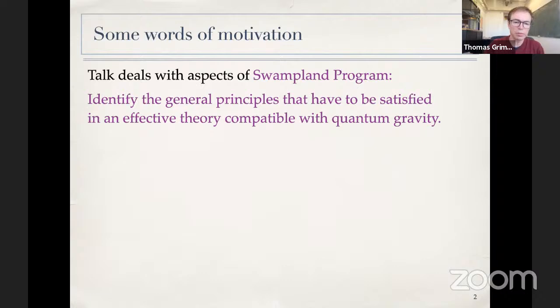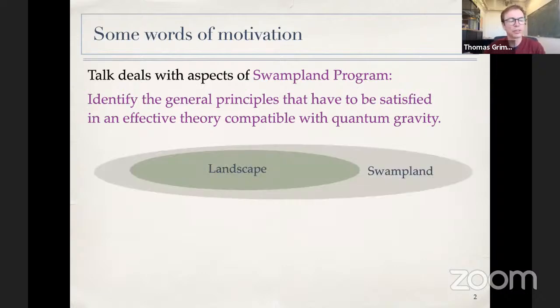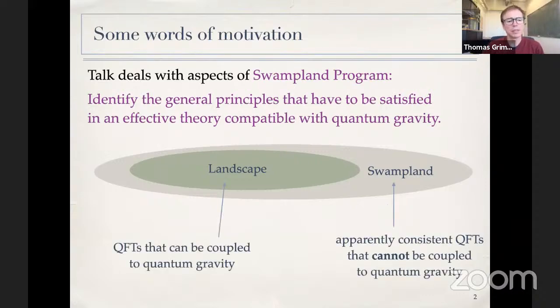And so what is this broader perspective in the cartoon? The cartoon essentially looks like this. There are some quantum field theories which we believe can be coupled to quantum gravity, or if you want, to string theory. And then there is a set of quantum field theories which look apparently consistent, so they are consistent with all known low energy constraints like anomaly cancellation and so on. But they turn out to be fundamentally inconsistent when you want to couple them to quantum gravity.